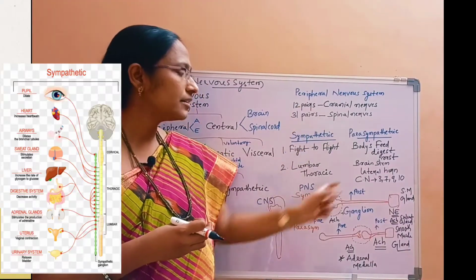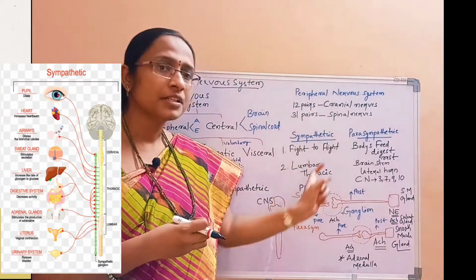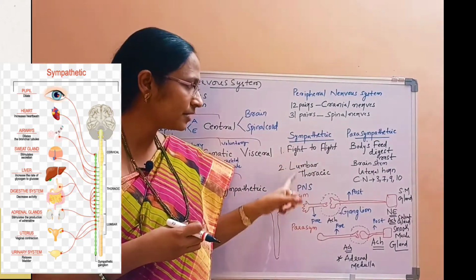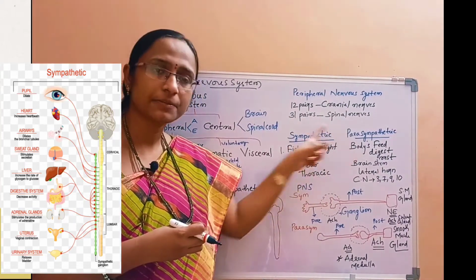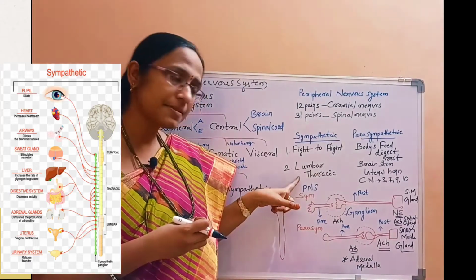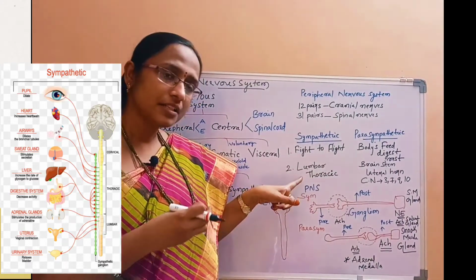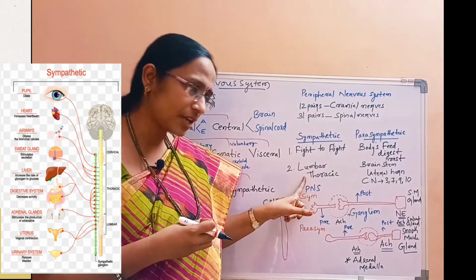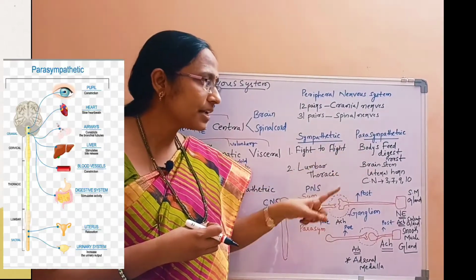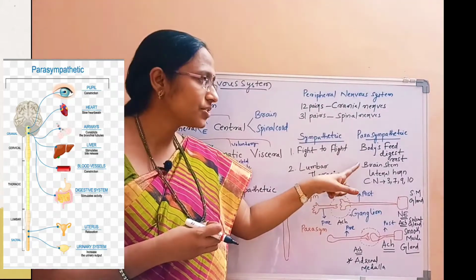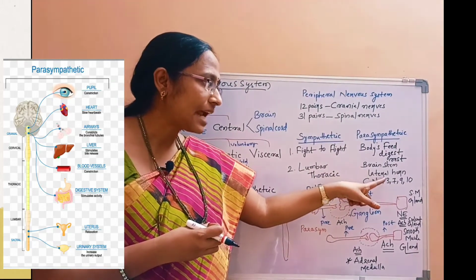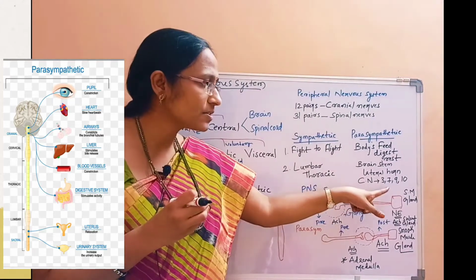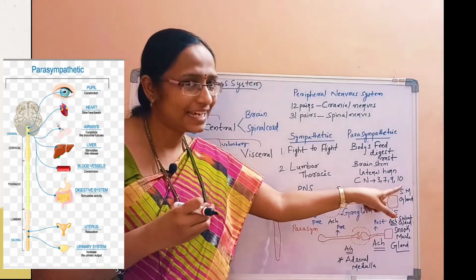So where these particular neurons will be, from where they are going to originate in the case of sympathetic and parasympathetic? In the sympathetic nervous system the nerves originate from the lumbar region as well as the thoracic region, whereas in the parasympathetic they originate from the brainstem, lateral horn, and here I have written some cranial nerves also, that is 3, 7, 9, 10.